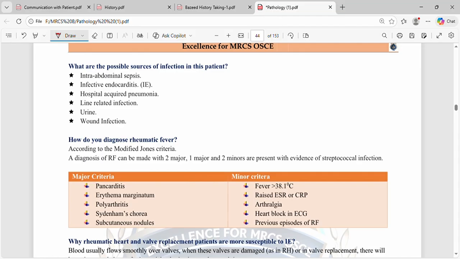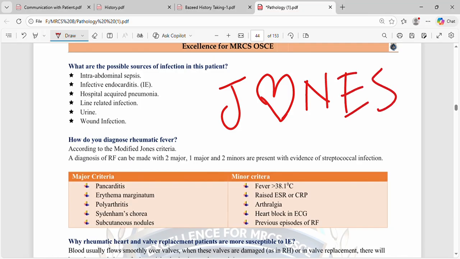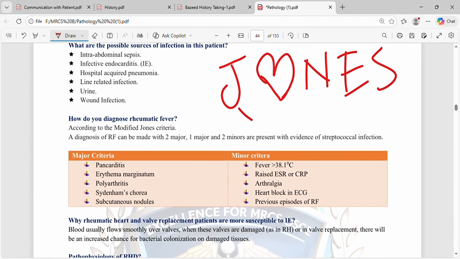How do you diagnose rheumatic fever? Rheumatic fever is diagnosed according to the modified Jones criteria. So what is Jones criteria? I will give you a very good mnemonic for this. Here you write JONES, with the O in the shape of a heart. J is for joints involvement, polyarthritis. This is major criteria basically.